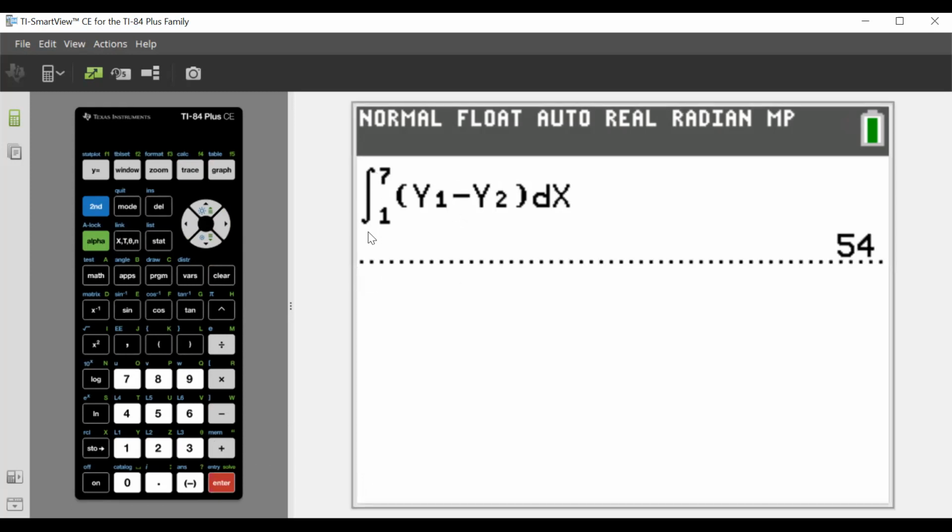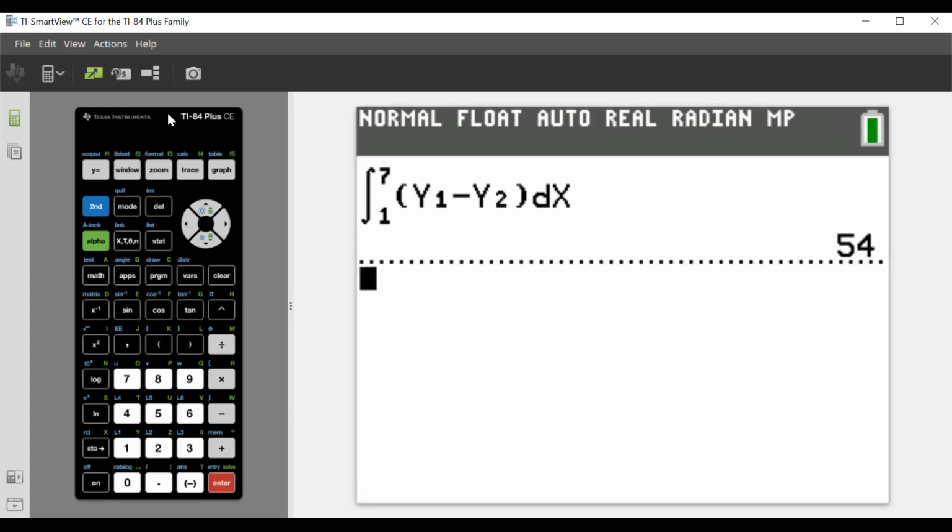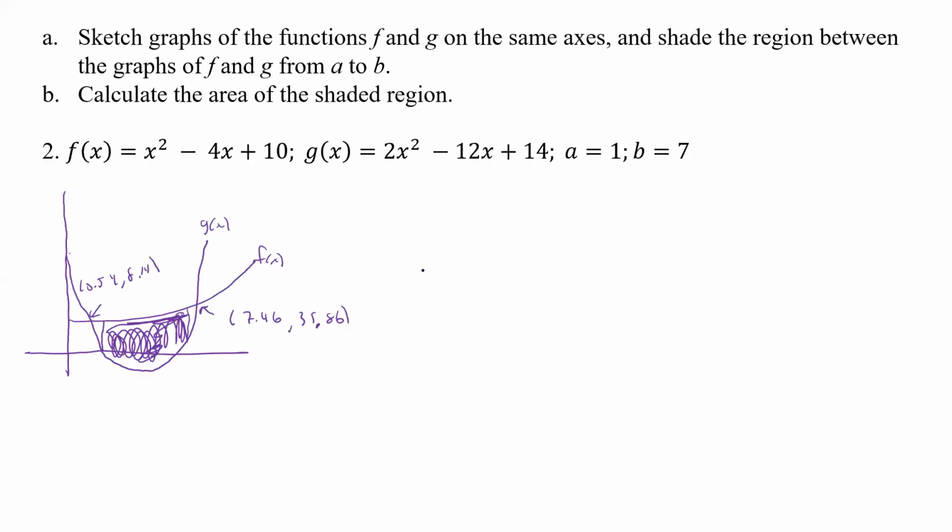Now we could have done it separately, taking the integral from 1 to 7 of y1 minus the integral from 1 to 7 of y2, but remember, we could also put it together like that. It makes it a little easier because we don't have to do all the antiderivative integrals. So we get 54. The value is equal to 54. All we did was take the integral from 1 to 7 of f of x minus g of x dx, and plugged it directly into our calculator, okay?